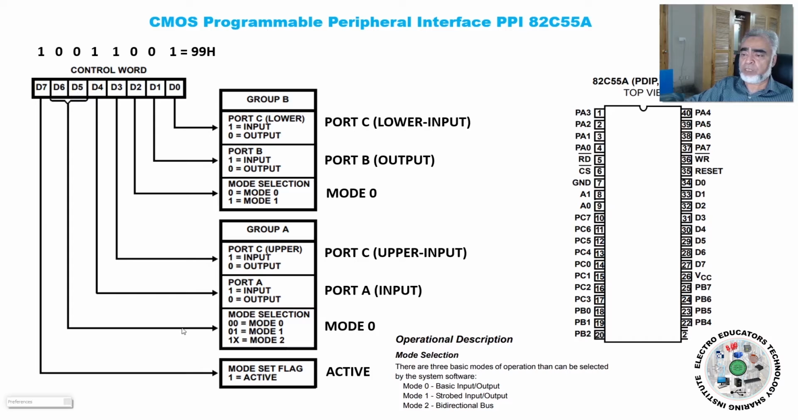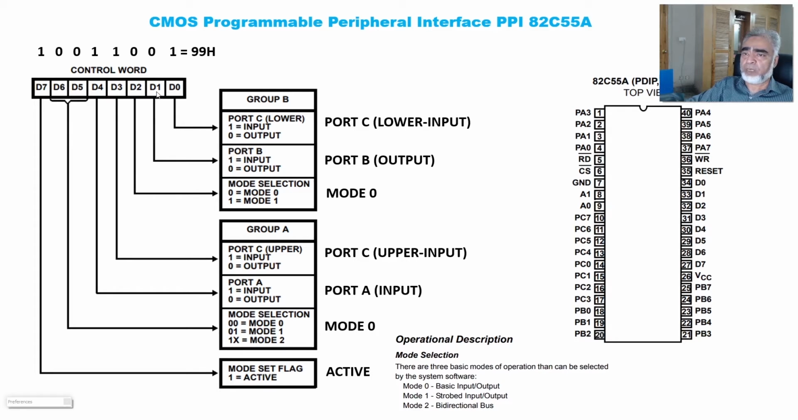D5, D6 bits are 0, it means mode 0 is selected, which is basic input output mode. D4 bit is selected as 1, it means port A will be configured as input port. The status of the bit D3 is 1, it means the upper nibble of port C will be configured as input. And the status of the bit D2 is 0, it means mode 0 will be selected.